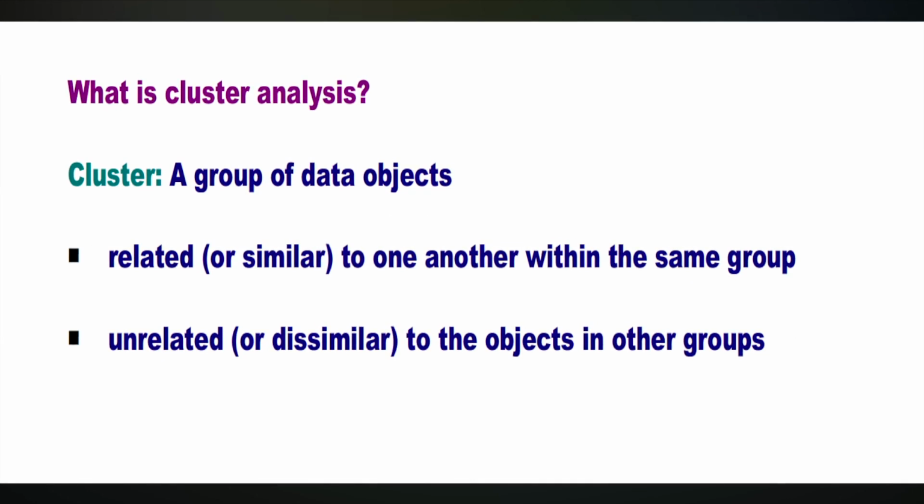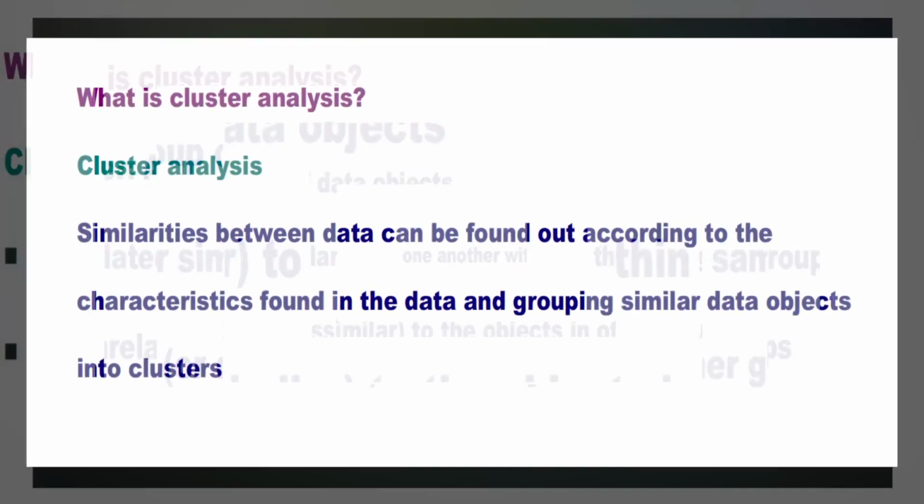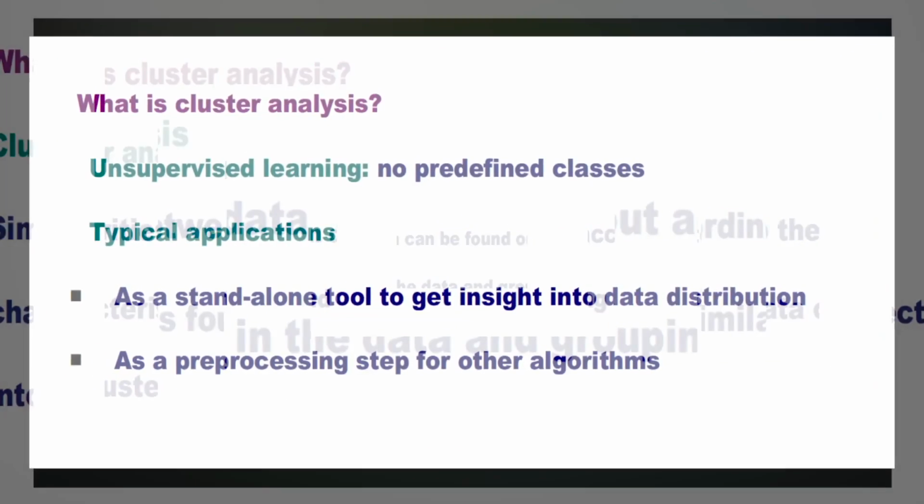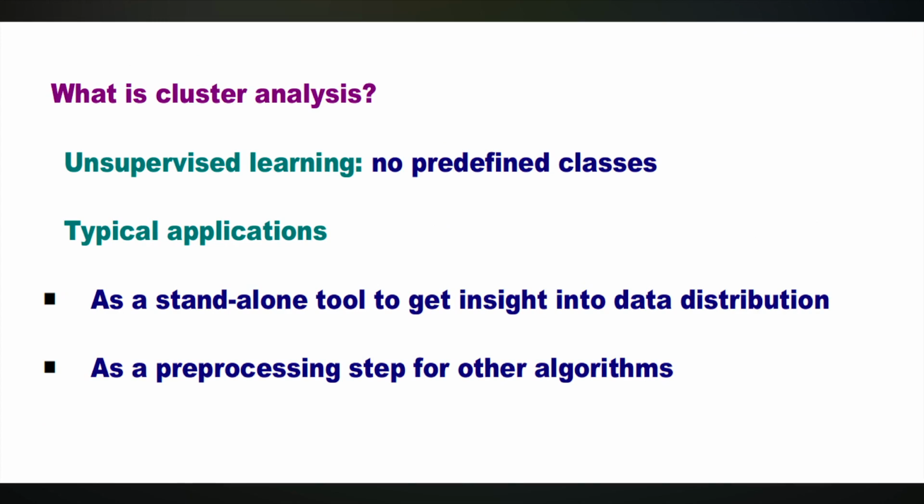Let us see what is cluster analysis. A cluster is a group of data objects where related items, that is similar items, belong to the same group, and unrelated or dissimilar items or objects belong to different groups. Cluster analysis: similarities between data can be found out according to the characteristics found in the data, grouping the similar data objects into clusters. We need to know about unsupervised learning also, where there are no predefined classes.